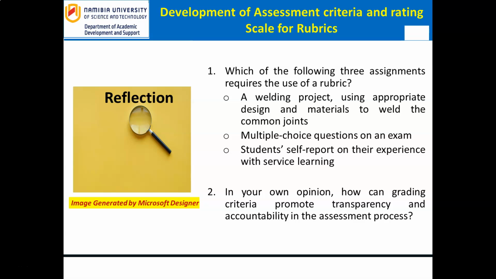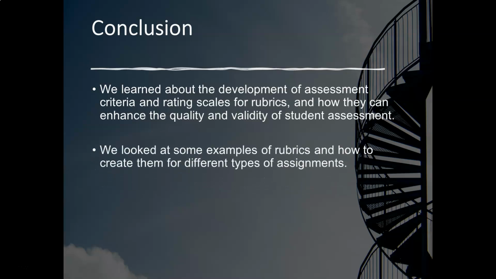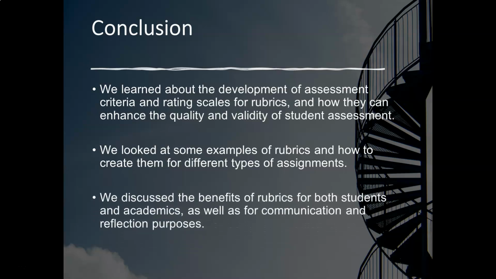In conclusion, in this lecture, we have learned about the development of assessment criteria and rating scales for rubrics, and how they can enhance the quality and validity of student assessment. We have also seen some examples of rubrics and how to create them for different types of assignments. We have discussed the benefits of rubrics for both students and academics, as well as for communication and reflection purposes. Finally, we have posed some questions for you to reflect on your own understanding and practice of assessment criteria and rubrics.